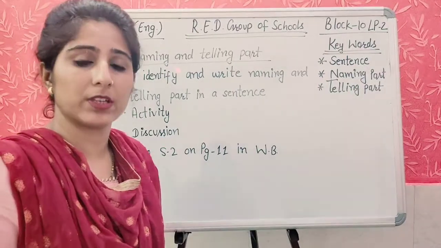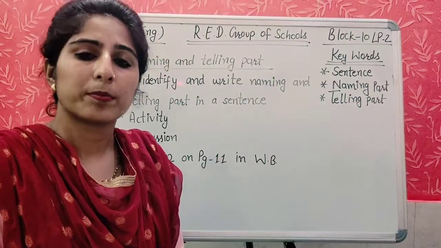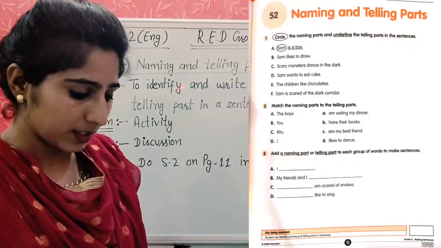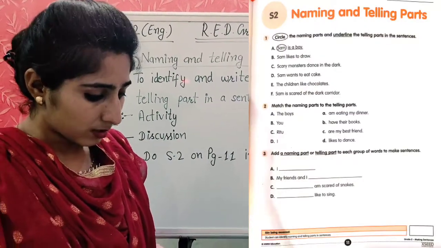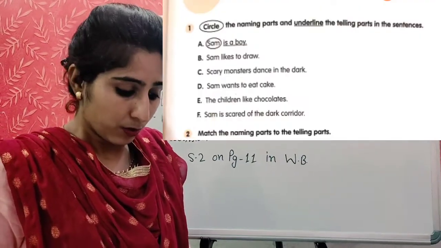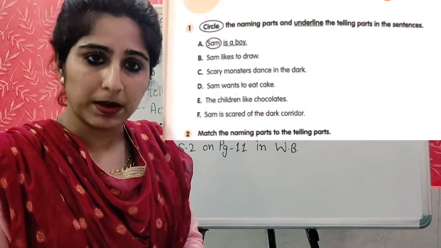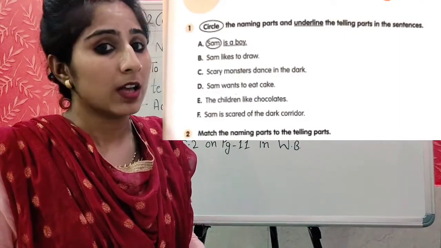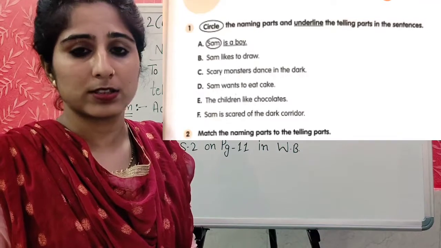It must be completed within 10 minutes. Open page number 11 of your workbook, S2. Naming and telling parts. Circle the naming parts and underline the telling parts in the sentences. What will you do? You will circle the naming part and underline the telling part of the sentences, as we did in the activity time, and as I told in the analysis part also.